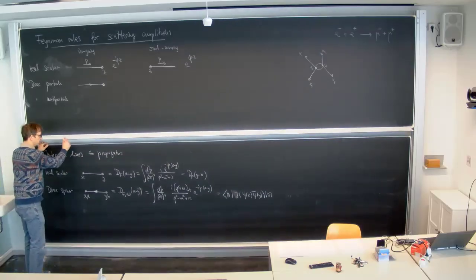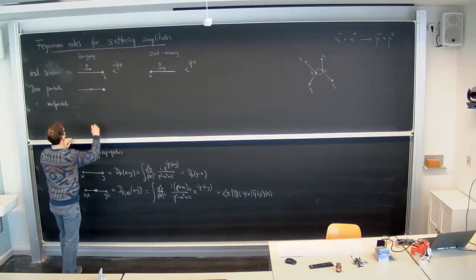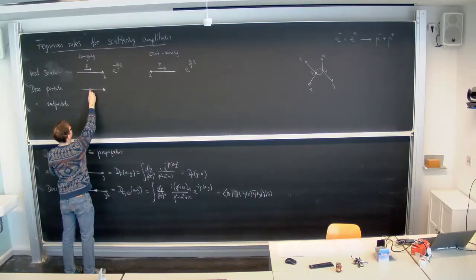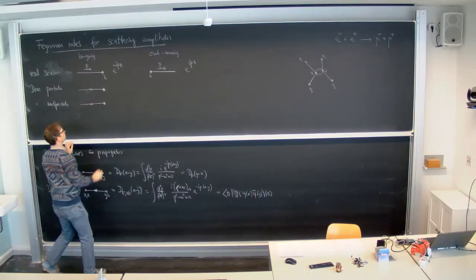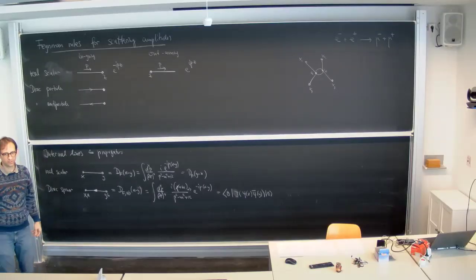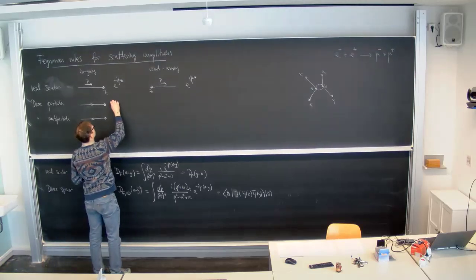So then also my external line has an orientation, and if it's going in the direction of the arrow, then it's the particle, and if it's going that way, it's the anti-particle. This is just always a sign for particle and anti-particle. And the exponential factor is the same.